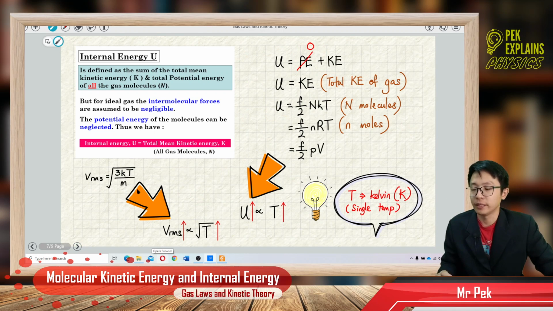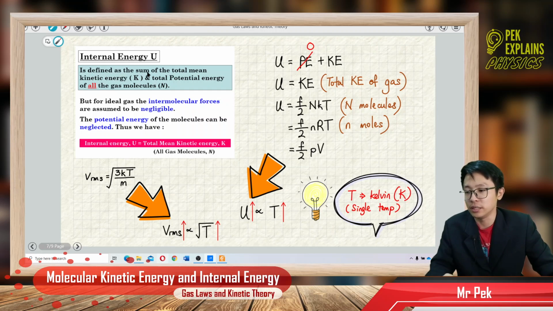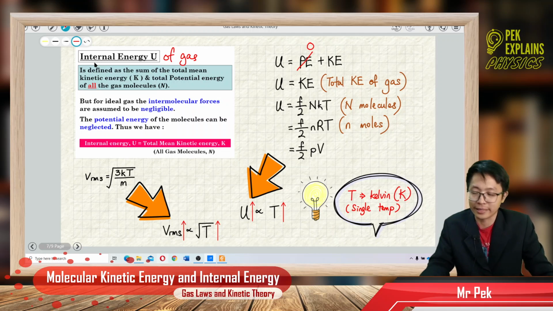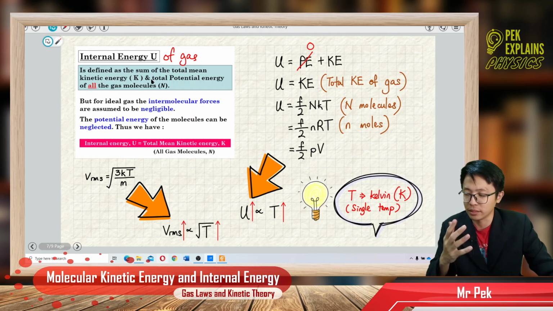Now finally, what is internal energy? Internal energy is the sum of the total mean kinetic energy and total potential energy of all the gas molecules. So normally we talk about the internal energy of the gas. What is the internal energy of gas? It's the sum of total kinetic energy and total potential energy of all the gas molecules.